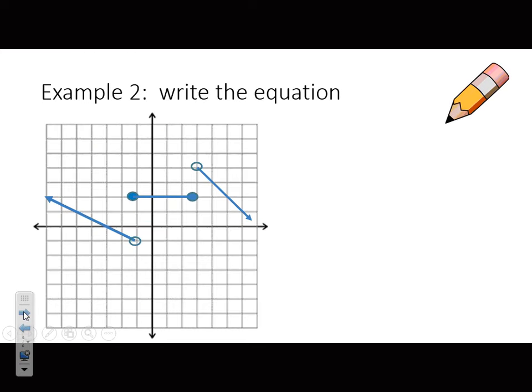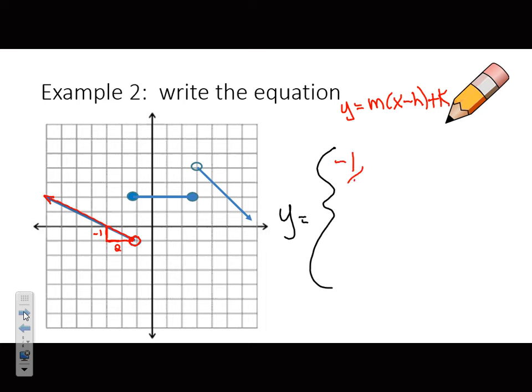Here's example number 2. If we see here, we're going to have 3 different equations. So we're going to have y equals, and we're going to have 3 equations here. I'm going to start with this one on the left, and I'm going to work my way right. So open circle here, highlighting this in red. So we know this is a line. So we are going to use the y equals m(x minus h) plus k here, okay? So we can find our slope first. My slope is going to be down 1 over 2. So my slope is a negative 1/2.